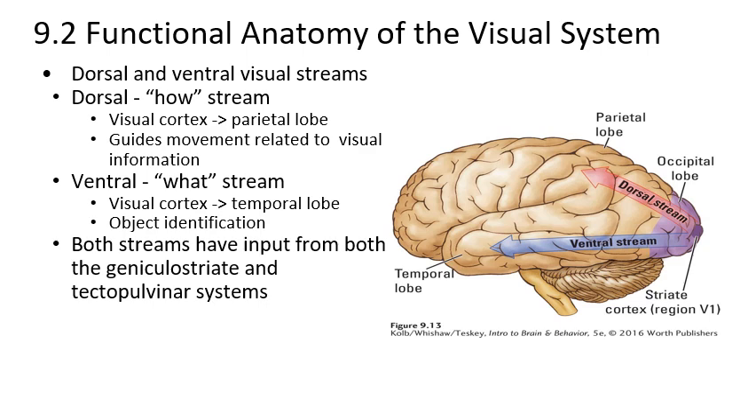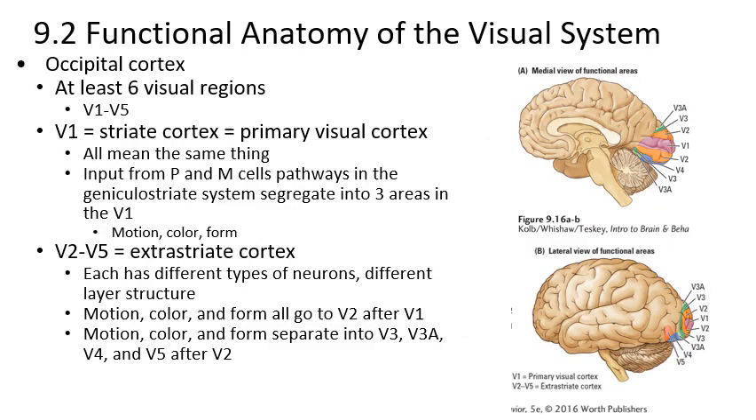Both of these streams have input from both the geniculostriate and the tectopulvinar systems. I know that's a little bit complicated, but just know that both of these streams have information from both of those systems. Okay, so a little bit more detail about the occipital cortex.